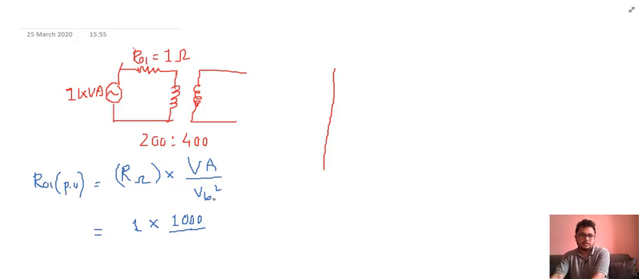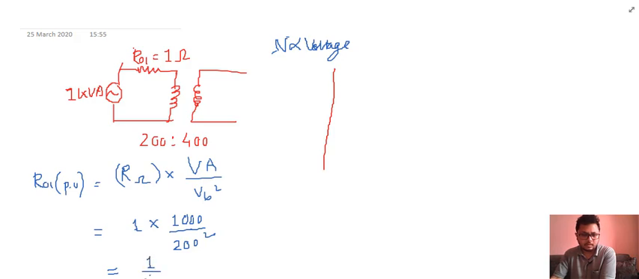And what is the voltage in the primary? The voltage in the primary is 200, since the number of turns is directly proportional to voltage. Whatever the number of turns is, that would be the voltage. So 200 square. So what do we get? We get 1/40 per unit. This is the primary side.